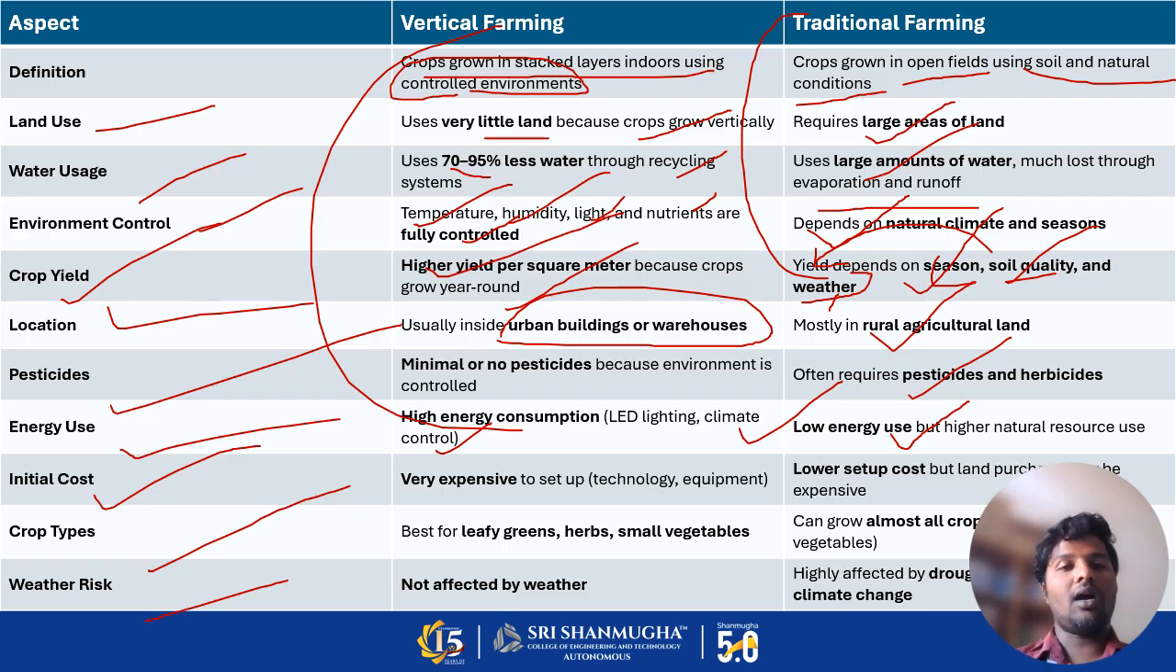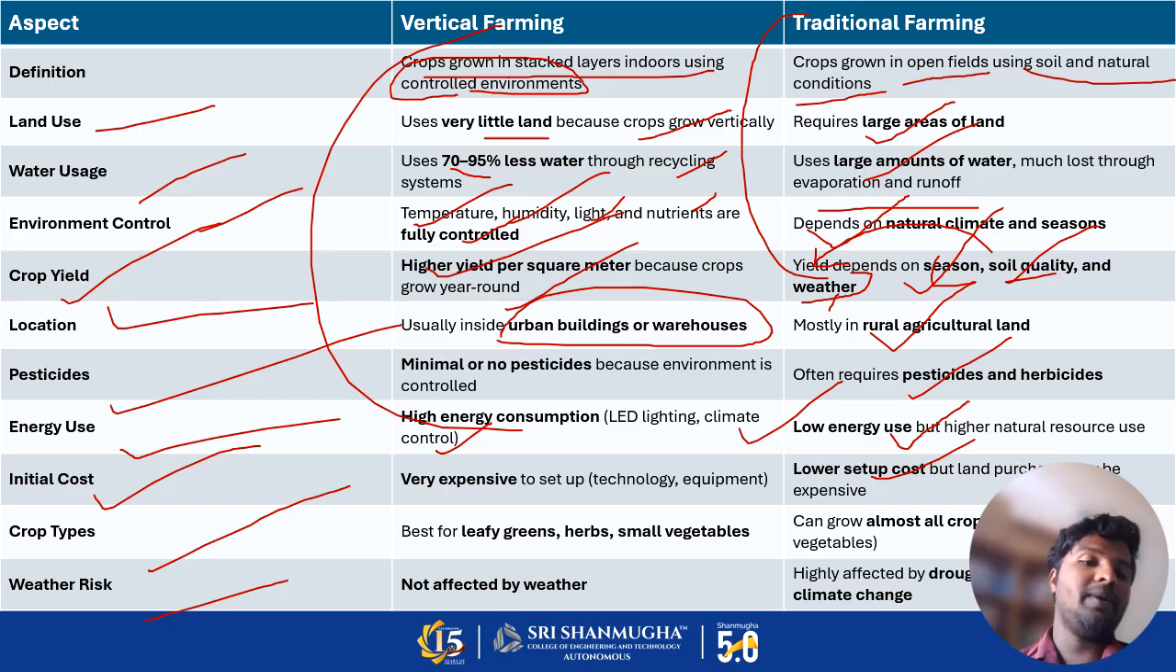So the initial cost of vertical farming is very expensive to set up, because not everyone can afford this system. In traditional farming, the setup cost is lower, but the purchase of other materials will be expensive.